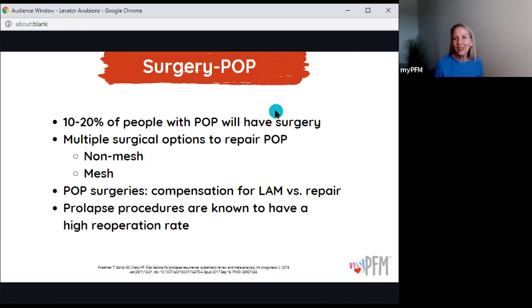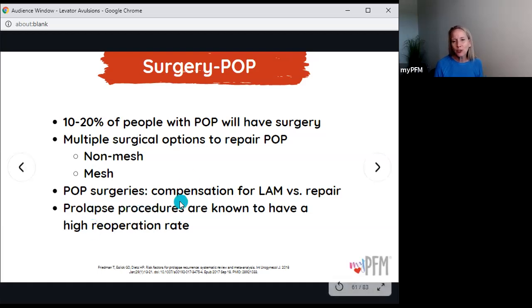All right, so now let's jump into surgery. 10 to 20% of people with pelvic organ prolapse will have surgery. There's multiple options out there, and I'm not a surgeon, so I don't even have all the information to go over all the different types of techniques. There's non-mesh and there's mesh.